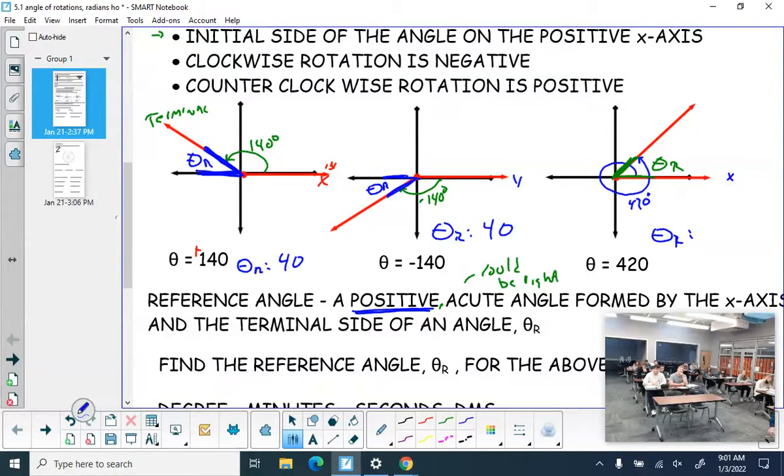Quentin, what's our last one? 60 degrees is our reference angle, because 360 degrees takes us to here. So if 360 goes to here, that gives me another 60 more to get to my angle.